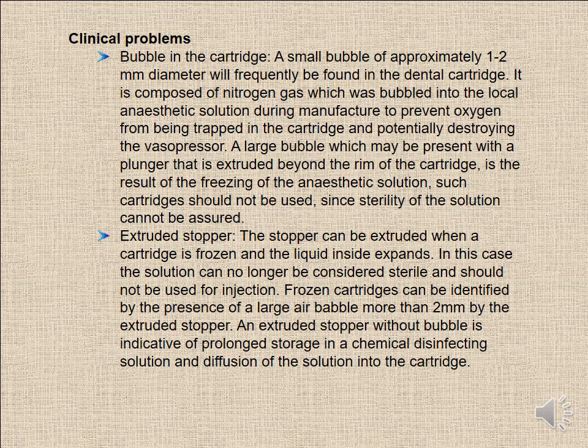cartridge. In the case that the local solution is frozen, the water increases its size, which leads to the stopper being extruded to the outside without breaking the glass tube, and so it is expired.